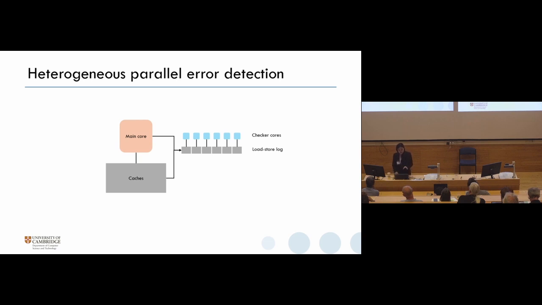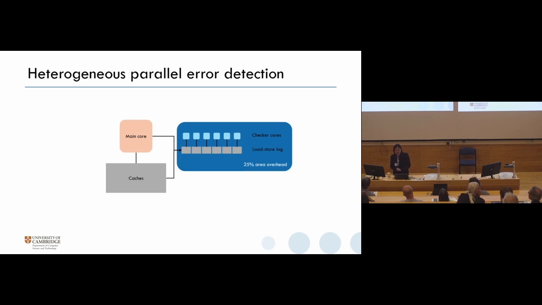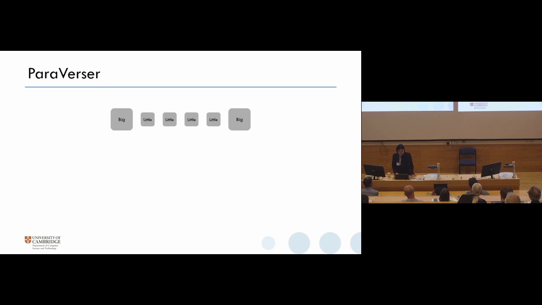While these little cores are individually very energy efficient and hence slower, together in parallel they will match the main core performance. The problem, however, is that even though these are little, a lot of them together still take up about 25% overhead in area, which is still not acceptable for data center scenarios. That's why we come up with our solution, paraversor, which uses the existing heterogeneous cores in the system instead of adding new dedicated cores.